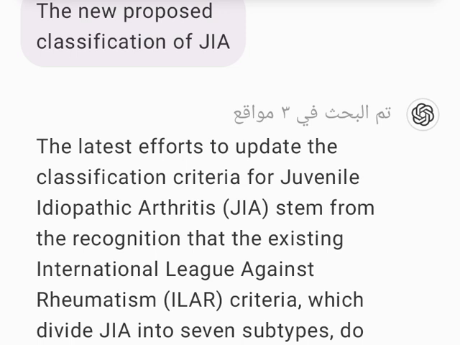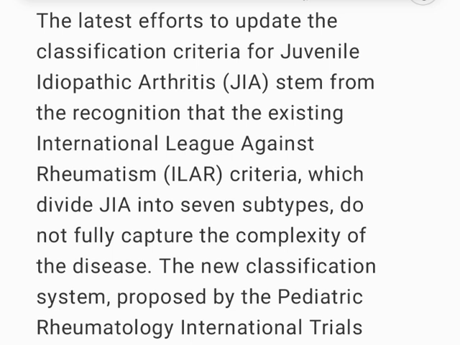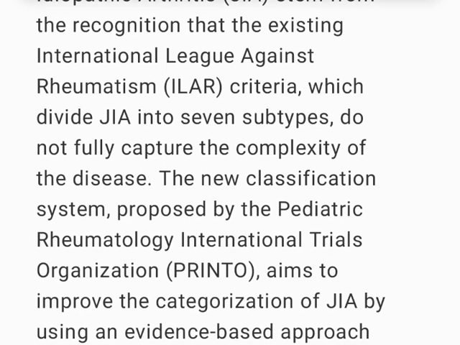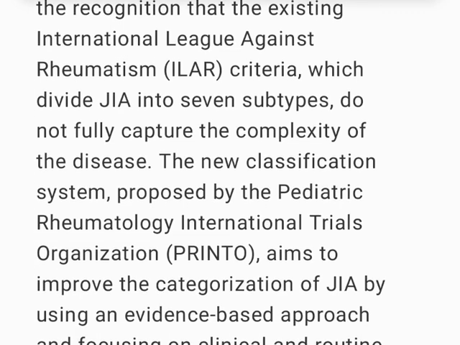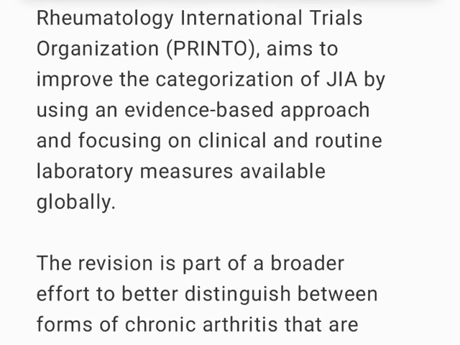The latest efforts to update the classification criteria for juvenile idiopathic arthritis, JIA, stem from the recognition that the existing International League Against Rheumatism, ILAR, criteria, which divide JIA into 7 subtypes, do not fully capture the complexity of the disease. The new classification system, proposed by the Pediatric Rheumatology International Trials Organization, PRINTO, aims to improve the categorization of JIA by using an evidence-based approach and focusing on clinical and routine laboratory measures available globally.